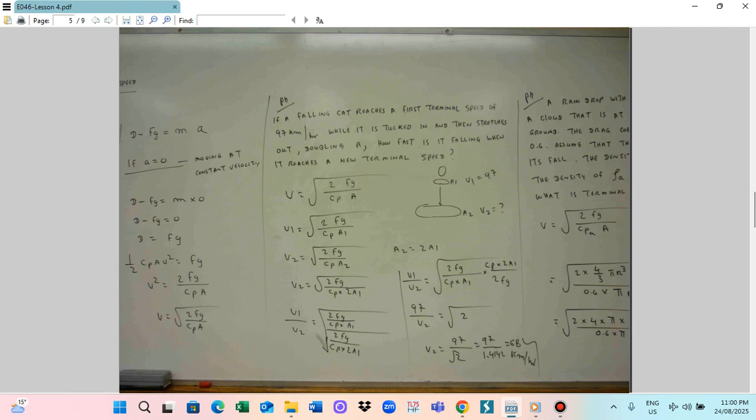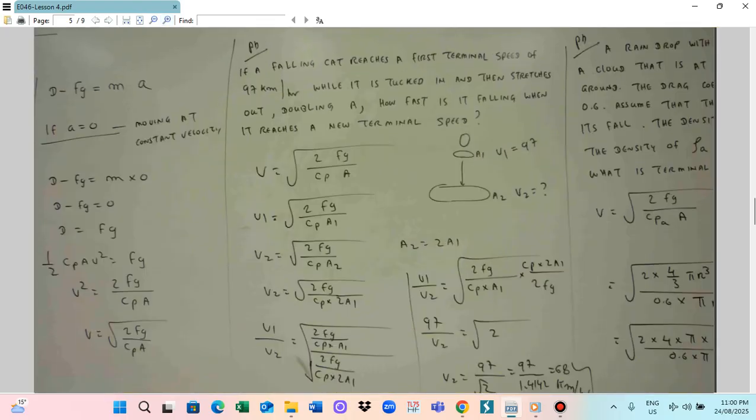Okay, the next one: a falling cat reaches its first terminal speed, 97 km per hour, when it is tucked in and then spreads out. We evaluate how fast the cat is falling when it reaches the new terminal speed. So the original velocity is 97 km per hour.